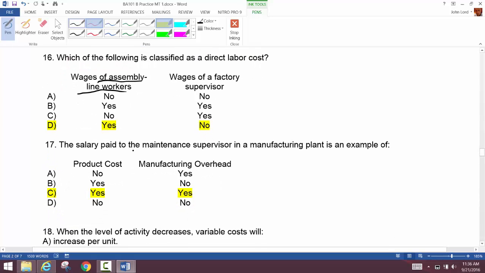The salary to the maintenance supervisor in a manufacturing plant is a product cost, because it's going to be part of my manufacturing overhead, my indirect labor, right? It is also manufacturing overhead. Manufacturing overhead is a product cost, and there's also direct labor and direct material in addition to manufacturing overhead that are product costs, right?